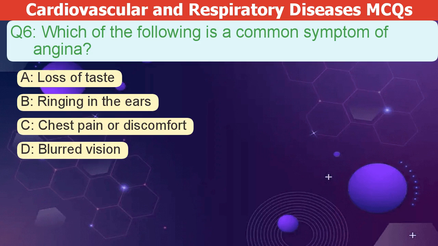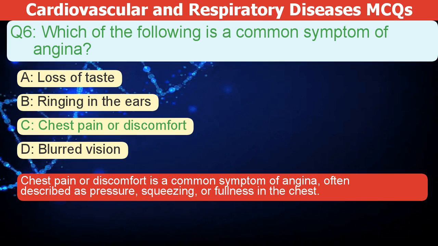Which of the following is a common symptom of angina? A. Loss of taste. B. Ringing in the ears. C. Chest pain or discomfort. D. Blurred vision. The correct answer is C. Chest pain or discomfort is a common symptom of angina, often described as pressure, squeezing, or fullness in the chest.